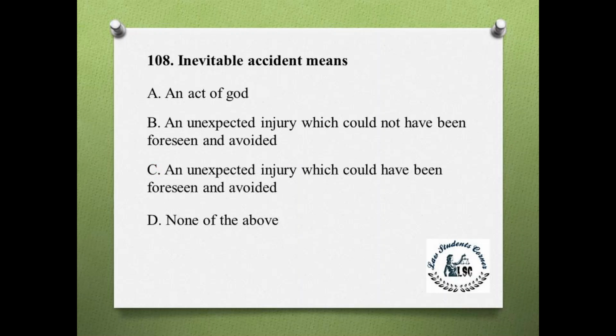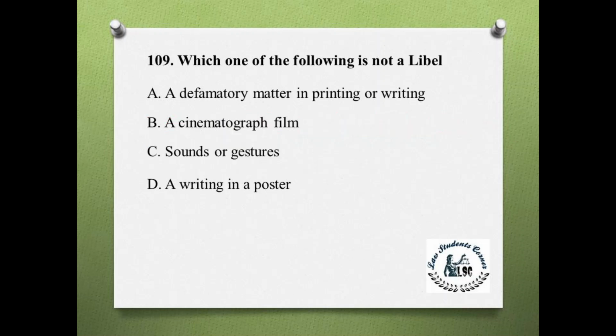Question number 108. Inevitable accident means option A an act of God, option B an unexpected injury which could not have been foreseen and avoided, option C an unexpected injury which could have been foreseen and avoided, option D none of the above. Correct answer is option B an unexpected injury which could not have been foreseen and avoided.